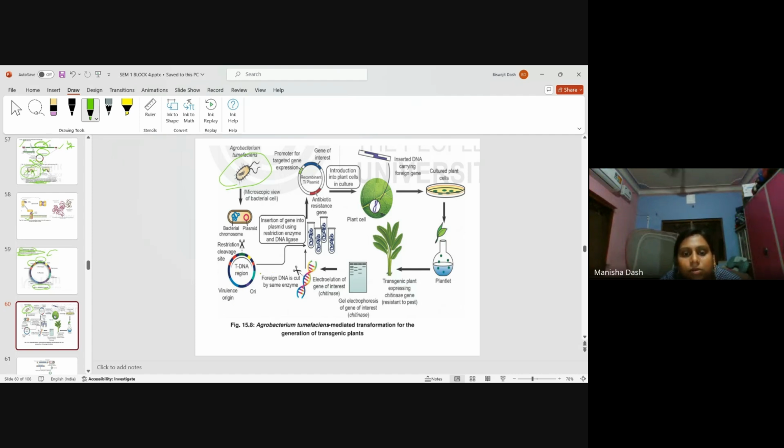Okay. So what is done? This particular region is cut by the restriction enzyme. Okay, the restriction cleavage site, and in this site, your gene of interest is actually inserted. So insertion of the gene into the plasmid using the restriction enzyme and the DNA ligase. So this is how exactly the gene of your interest is created. So what is done? Now from the plant cell, the inserted DNA carrying the foreign gene is actually taken out. Then you can culture the plant cells, and those plants will be grown into the plantlets, and then you will have the transgenic plant.